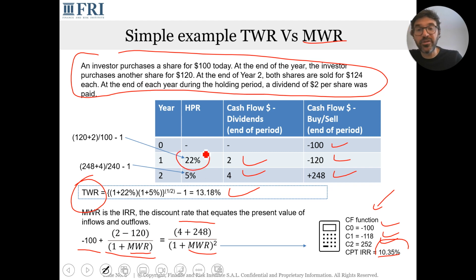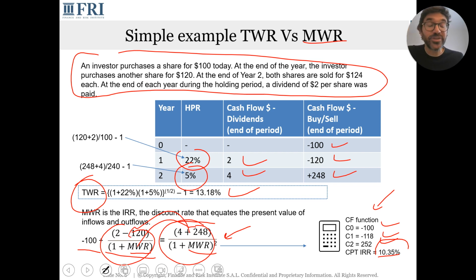Look at the holding period's rate of return. They absolutely don't take into account how much money was actually invested. They simply calculate the holding period return that was achieved for year 1 and that was achieved for year 2. Whereas the money-weighted rate of return is very much affected by when, how much, and in what period things would happen. If this actually happened in year 2 and this happened in year 1, then you would have had a different money-weighted rate of return.